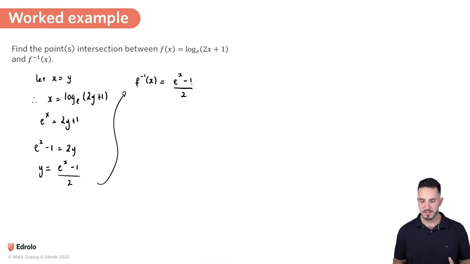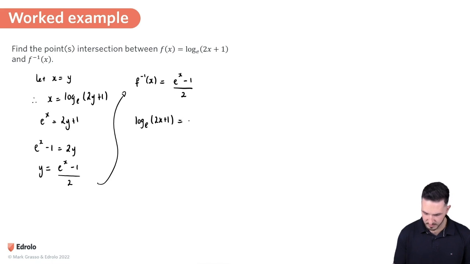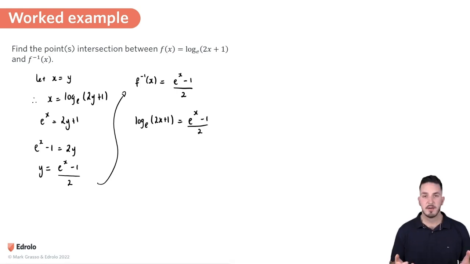Because we want to find the point of intersection now, basically we want to make simultaneous equations, we want to equate them. So we're going to have log e of 2x plus 1 is equal to e to the x minus 1 over 2. So now we can go and solve this on our CAS. So normally you could solve this using menu, algebra, solve as you normally would solve any sort of equation.